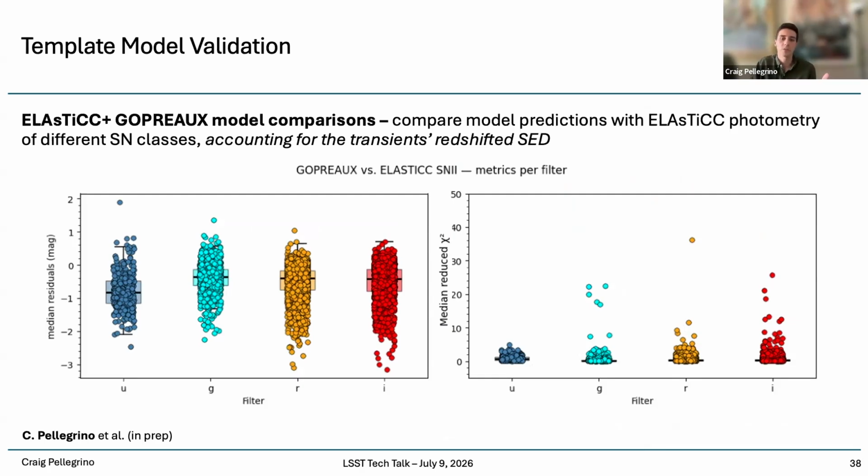So here I'm showing the results for type 2 supernovae. Previously, there was a hint of a discrepancy for stripped envelope supernovae, and we wanted to test if that discrepancy also extended to other classes. So in short, it appears that it does.